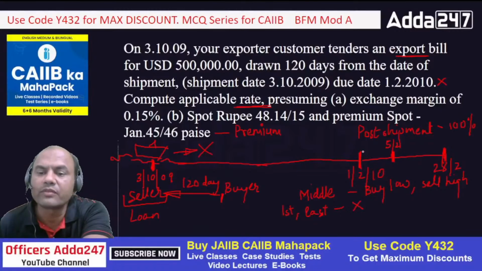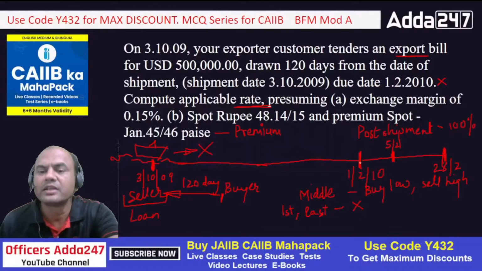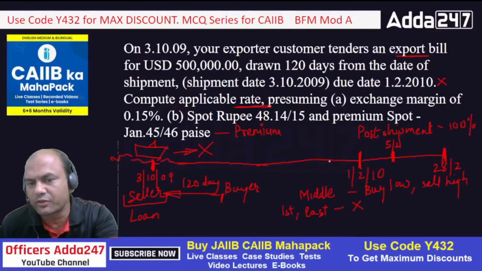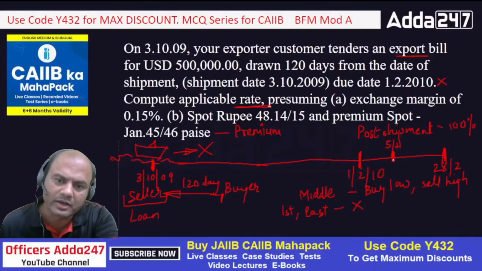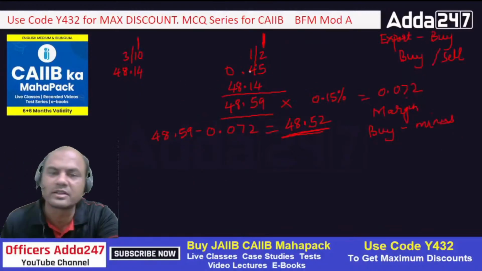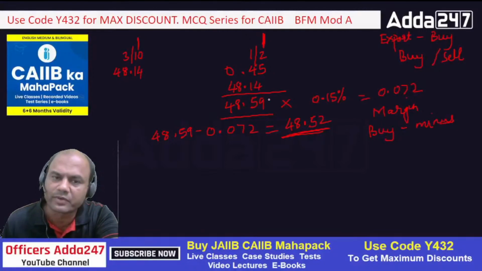Now, as our problem is on 1/2, meaning first date only, so we'll take the beginning of the February month. Beginning of February means ending of January. End of January equals start of February. So we'll take the same rate as January. Once we know, we'll add this as a premium. Why? Because the currency is in premium. So we'll add this and we'll get this answer, 48.59.